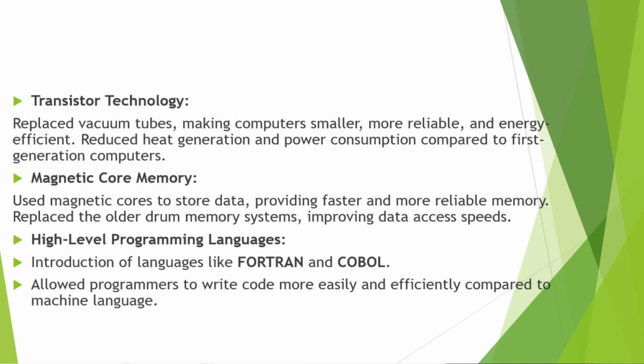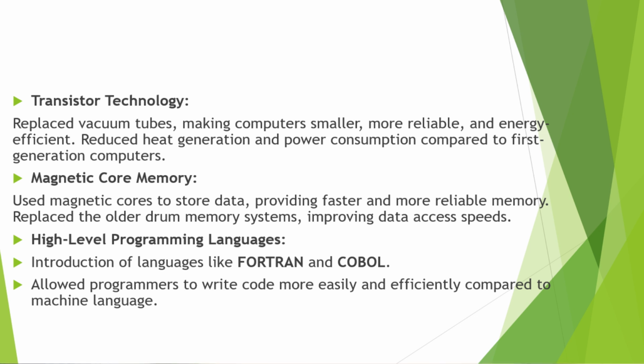5. Magnetic core memory. Used magnetic core memory to store data, providing faster and more reliable memory. Replaced the old RAM memory systems, improving data access speed. 7. High-level programming language. Introduction of languages like Fortran and COBOL, allowing programmers to write code more easily and efficiently compared to machine language.